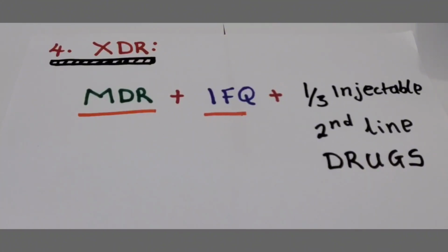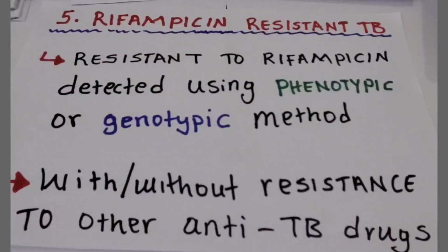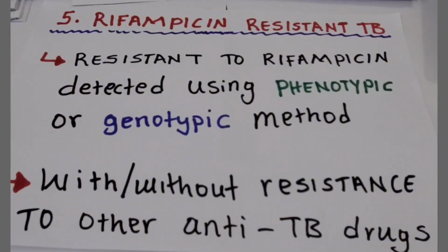So next, we go to the last, which is rifampicin-resistant TB. As the name implies, it is any situation wherein a patient is resistant to rifampicin, and it has been detected using phenotypic or genotypic methods. So with or without resistance to any other antitubercular drug, as far as it has been detected using a phenotypic or genotypic method, then we can say this is rifampicin-resistant TB.